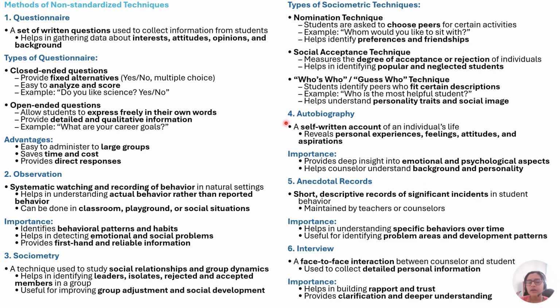Then fourth one, autobiography. It is a self-written account of an individual's life. The individual will write about his own life. It reveals personal experiences, feelings, attitude, and aspiration. Then anecdotal records. They're short, descriptive records of significant incidents in a student's life, a particular incident in a student's life. It helps in understanding the specific behavior of students.